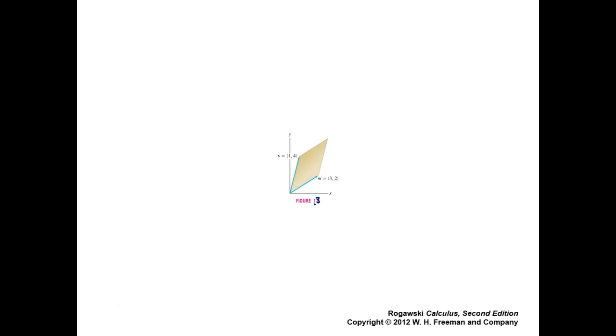Well, what did we just say it was? That area is equal to the magnitude of the determinant of 1, 4, 3, 2. The symbology gets to be a pain. What would that be? What's the determinant of that?